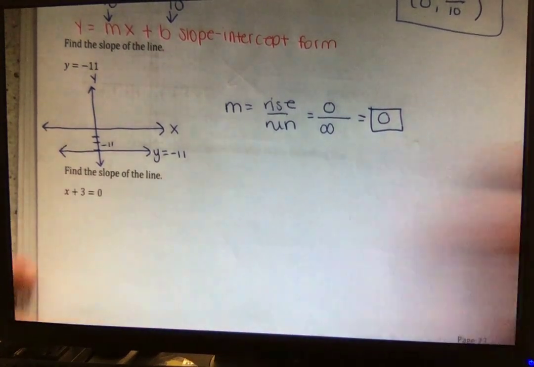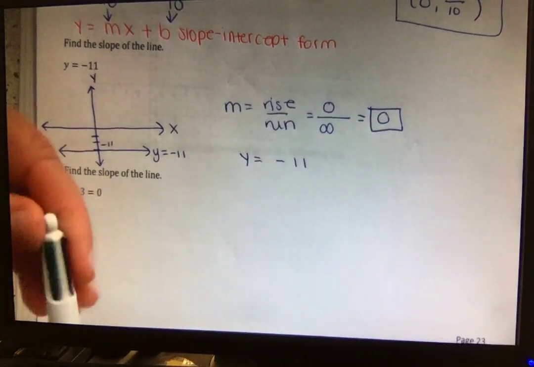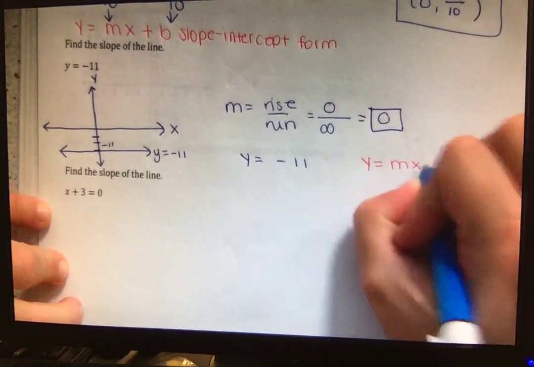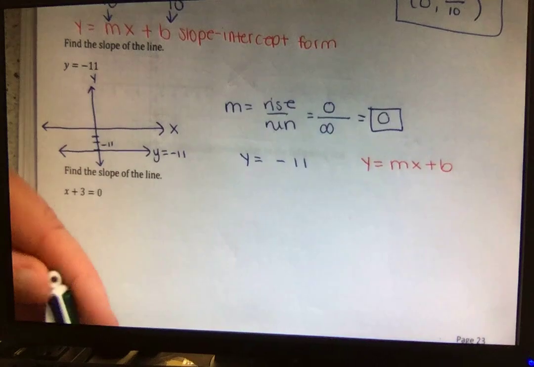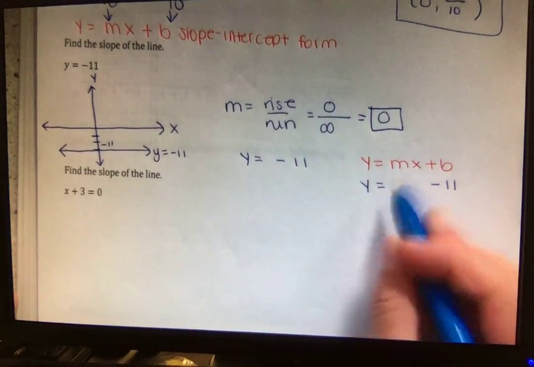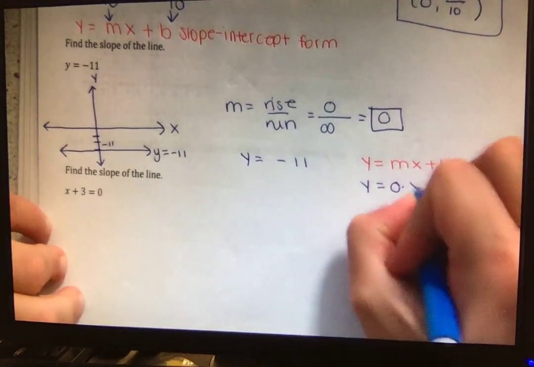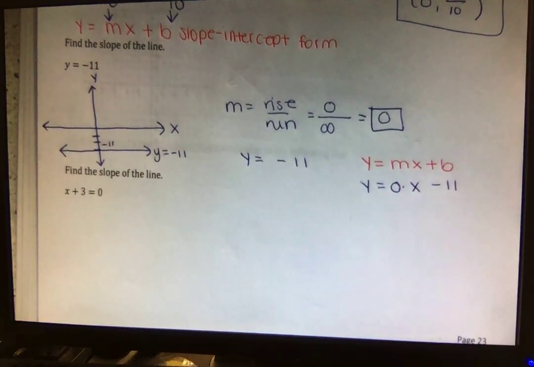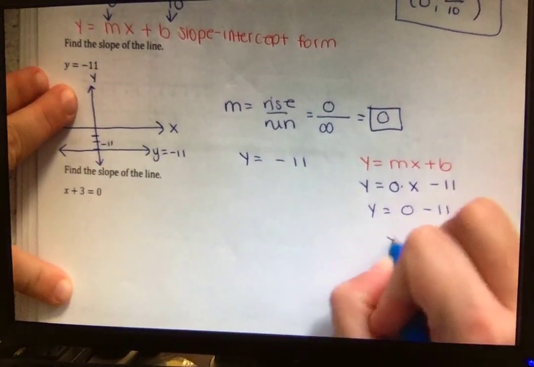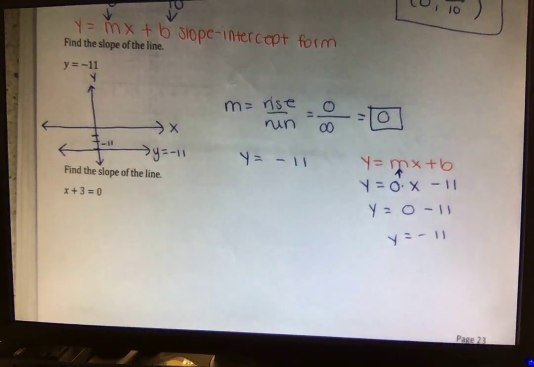Another way to think about this is our equation is y equals negative 11. Our slope-intercept form is y equals mx plus b. So if I were to rewrite this, I'd have y equals negative 11. I don't have an x term. If there's nothing there, it'll be 0 times x. 0 times x is 0. 0 minus 11 is negative 11. So that's another way to think about it.